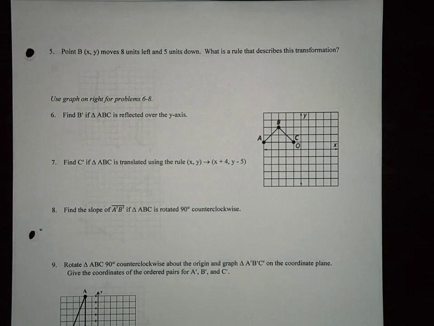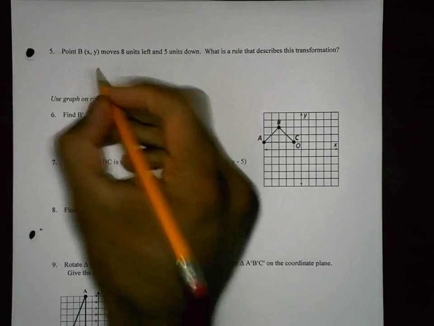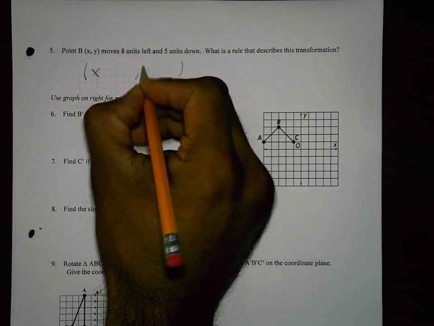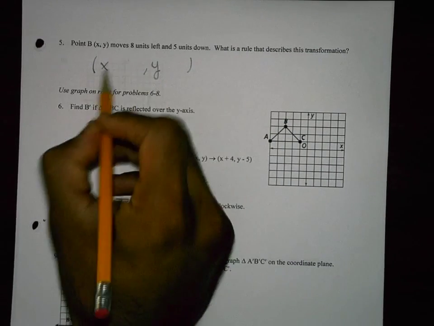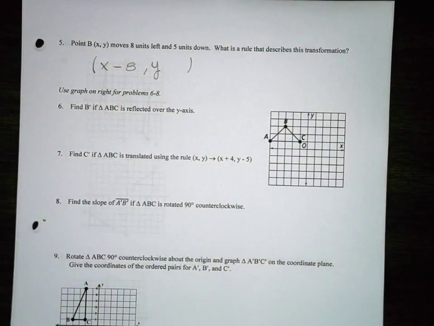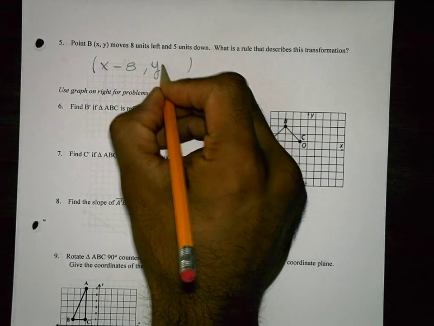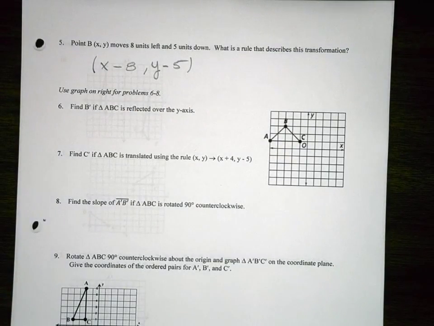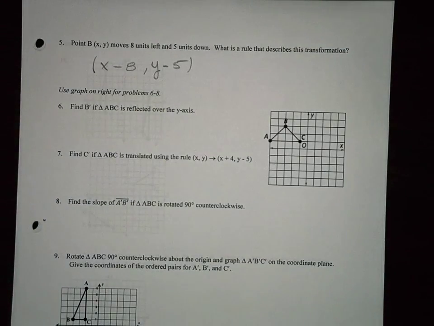It says point P moves 8 units to the left and 5 units down. What rule describes the transformation? So I'm taking this point here, and I'm going to do something with the x, something with the y. So to the left means minus. I'm going to do minus 8 to the x. The x moves me left or right. And down, the y moves me up or down, so it's minus 5.